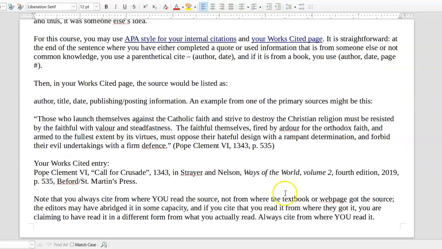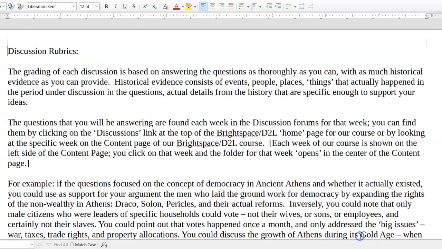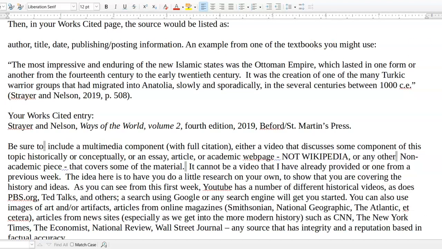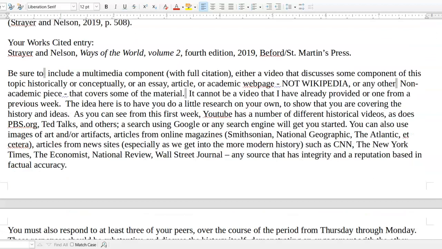So for the discussion posts, similar sort of thing. The rubric here is at the end. Again, here are some examples of how to cite, again from Strayer and Nelson. In your discussions, you will have to do a little bit of research. You want a multimedia component, either a video or something that you found online, not from Wikipedia.